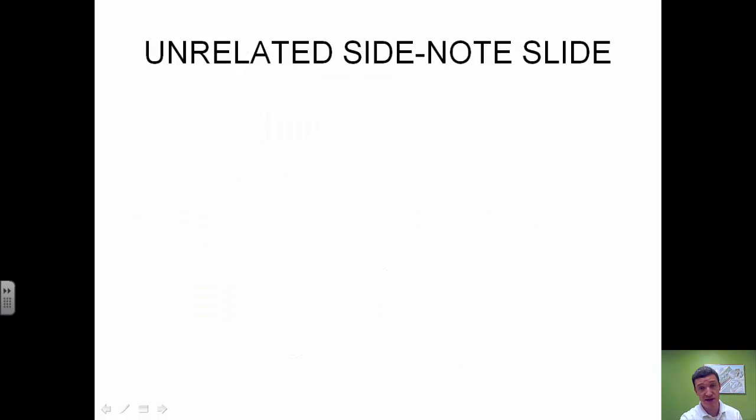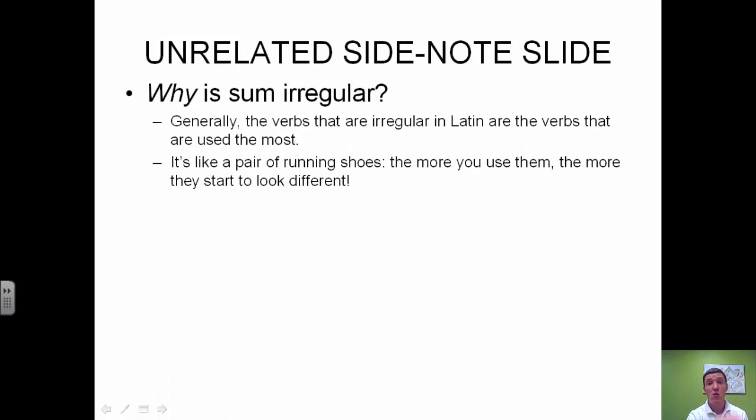Unrelated side note slide, because who doesn't love an unrelated side note? Why is the verb irregular? Right? Why are things irregular in language? Well, it's pretty straightforward, right? The verbs that are irregular in Latin are the ones that people use the most, right? It's like contractions in English. Every time you have a contraction, it's because it's 2 words that very often get said together, and it's easier to shove them together, okay?